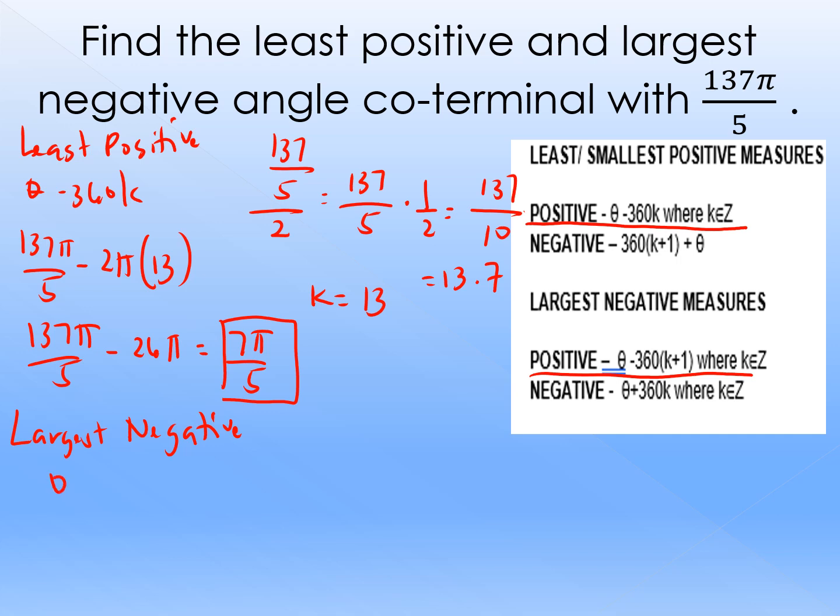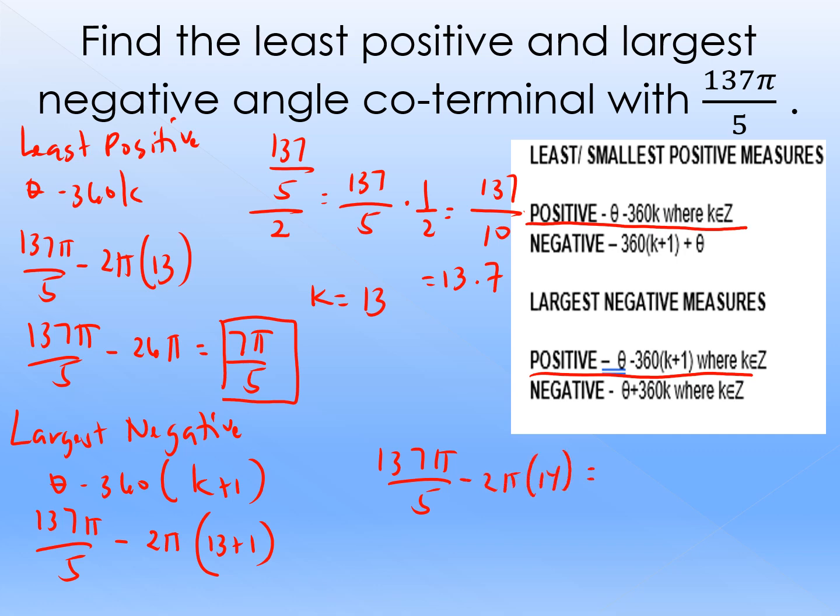Let's write the formula theta minus 360 quantity k plus 1. Let us now substitute 137 pi over 5 minus, instead of writing 360, we will be writing 2 pi. Instead of writing k, we're going to write 13 plus 1, and that's equal to 137 pi over 5 minus 2 pi times 14. And that's equal to negative 3 pi over 5. So the largest negative coterminal with 137 pi over 5 is negative 3 pi over 5.